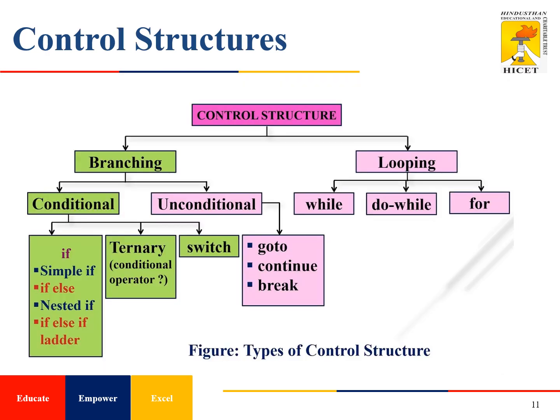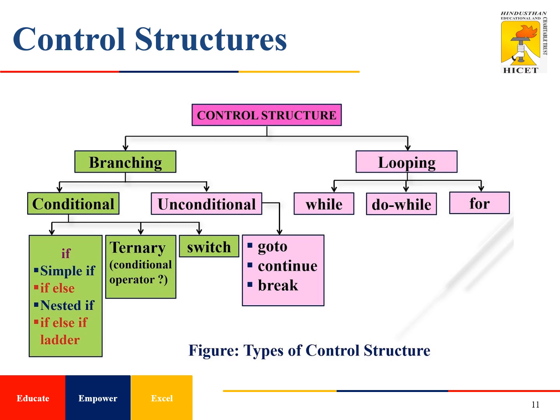Next one is control structure in C program. Control structure is classified into two parts, branching and looping. Branching is also subdivided into conditional and unconditional branching. Conditional branching is if, ternary, and switch. In if, there are a few divisions like simple if else, nested if else, if ladder. Ternary we already saw. And switch is mainly used to change from one case to another case.